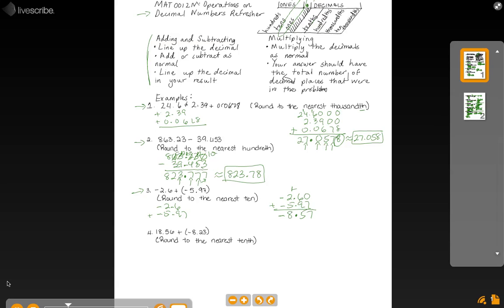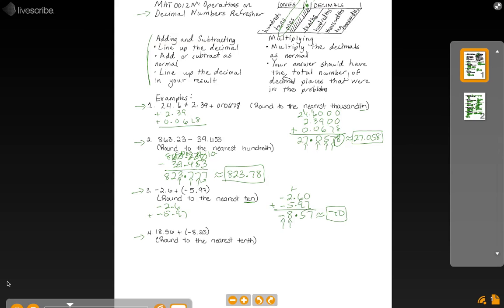1 plus 2 is 3, and 3 plus 5 is 8. So I get negative 8.57, but they want us to round the answer to the nearest 10. Look very carefully, there is no TH there. So the ones place is 8, the tens place is right here where there's nothing. So I'm going to round up to the nearest 10, and the nearest 10 is the whole number 10. So this rounds to the nearest 10.